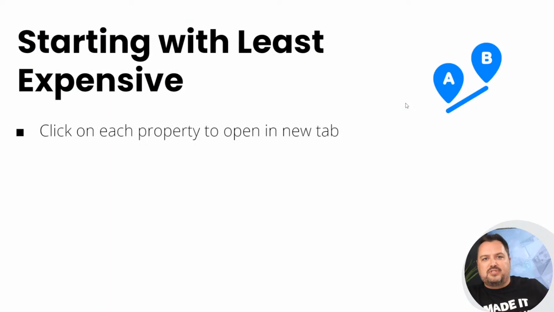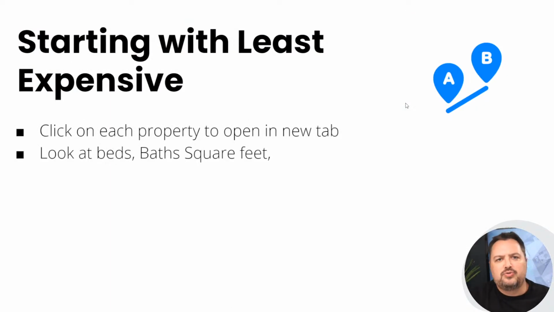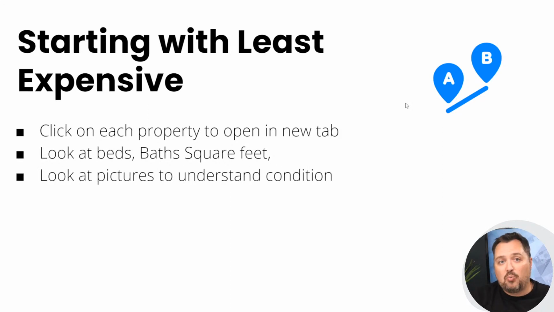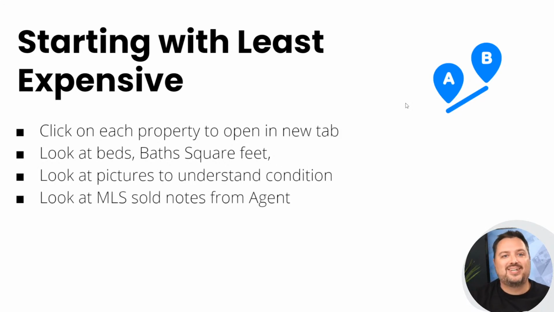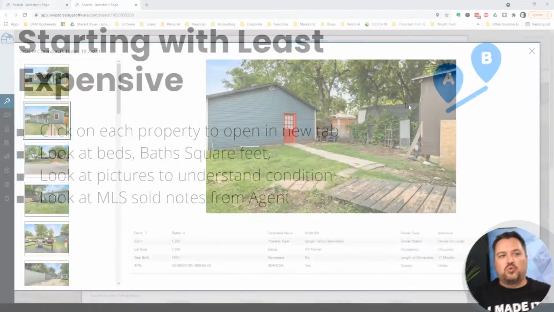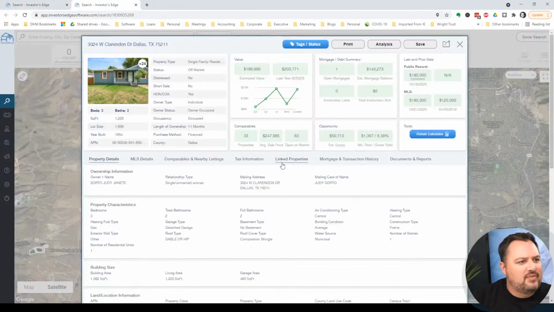So we start with the least expensive. We click on each property, open it in a new tab. We look at bedrooms and baths and square footage. We compare that to our properties. We look at pictures to help understand the condition. We look at MLS sold notes from the agent. That's one of the really cool things that you can do in Investor's Edge, is you can look at MLS details.